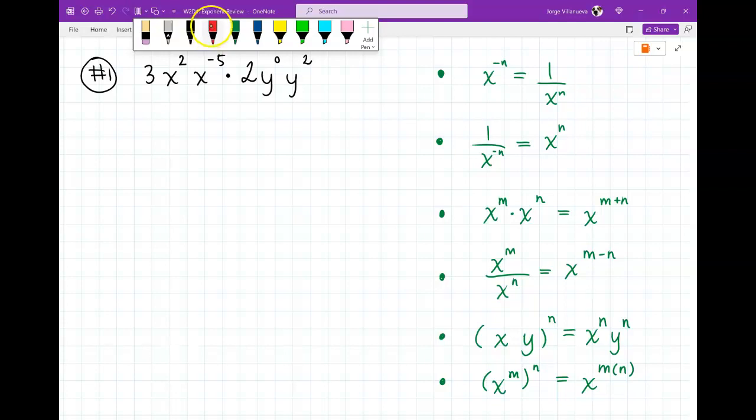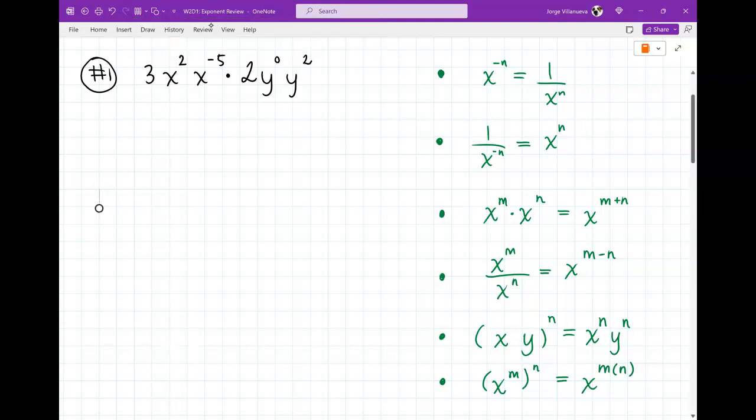So number 1, we have 3x squared x to the negative fifth times 2 x to the 0 y squared. So I always deal with the numbers first. So 3 times 2, that's going to give me a 6, okay? And then I have x squared times x to the negative 5. Now remember, when I multiply the same base, I'm going to add the powers, right? So 2 plus negative 5 is what? I'm adding these. That's a negative 3. Yep.